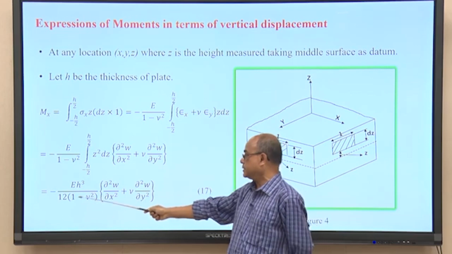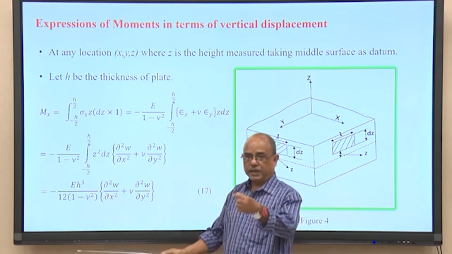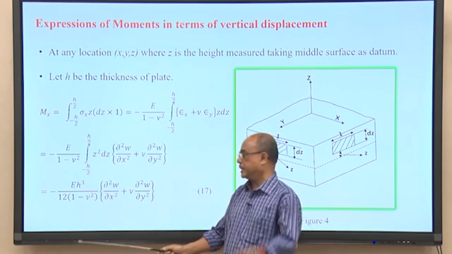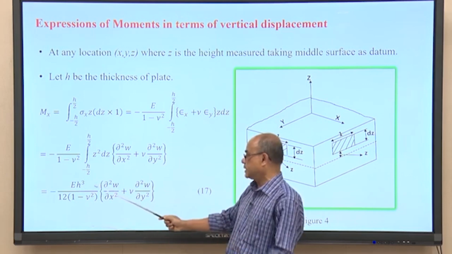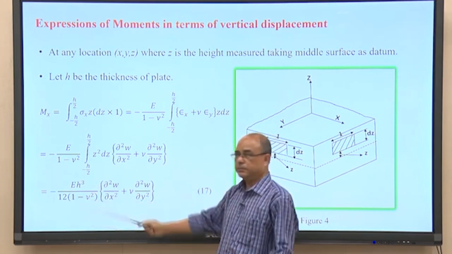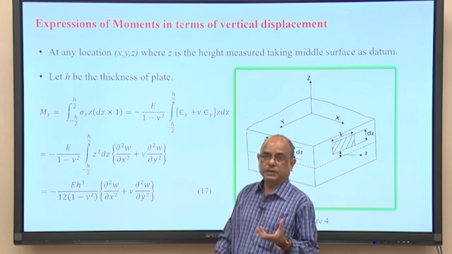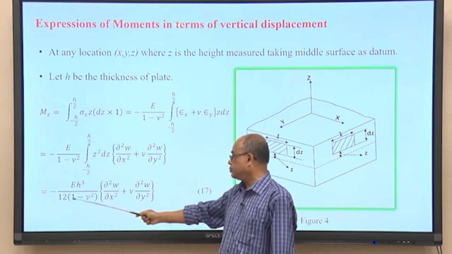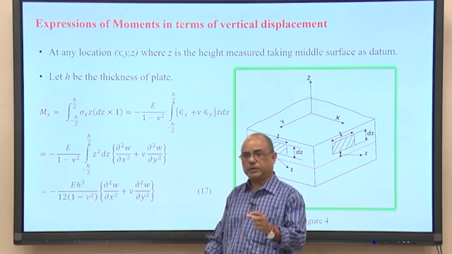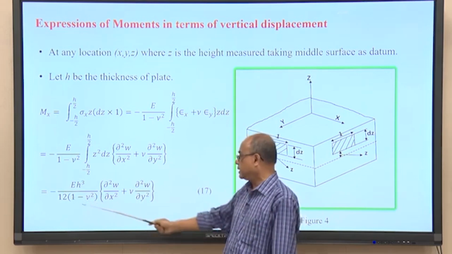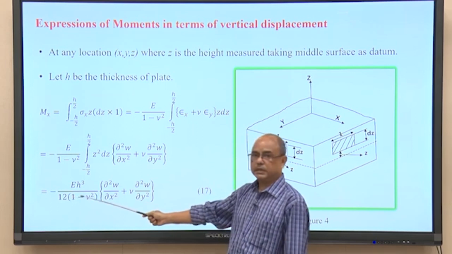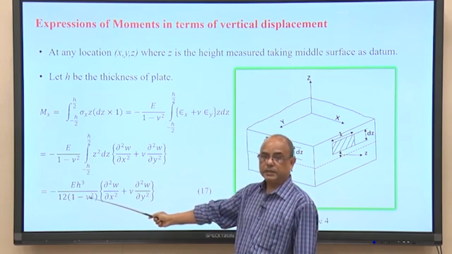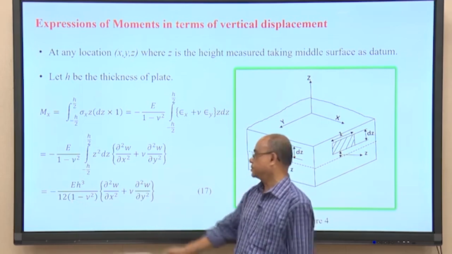Now, you can realize that if a unit width of the plate is taken and h is the thickness, then 1 into h cube by 12 is the moment of inertia of the section of unit width. So, h cube by 12 represents the moment of inertia of the section of a unit width, but the additional term 1 minus nu square appears here because of the two actions.